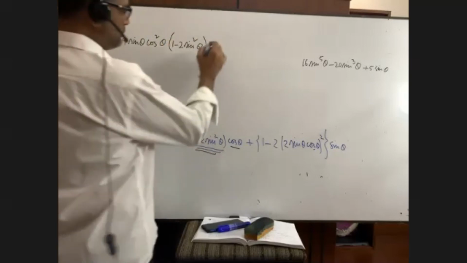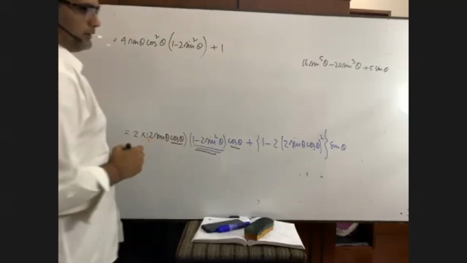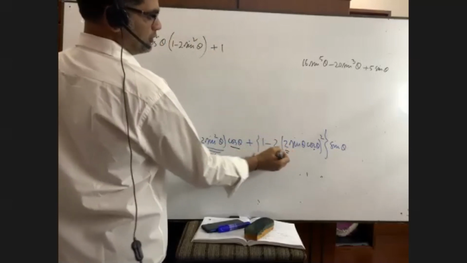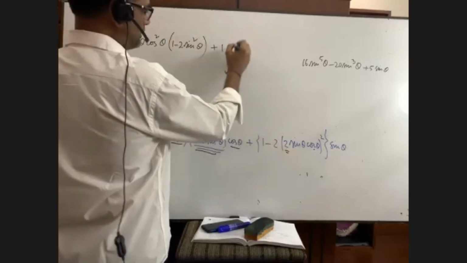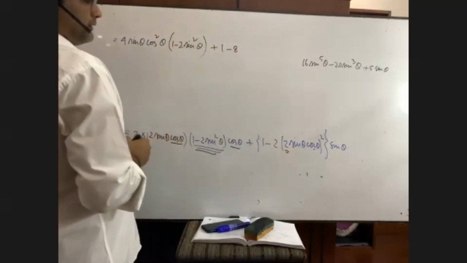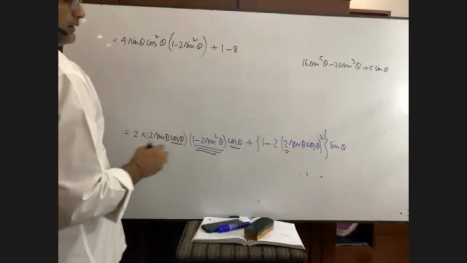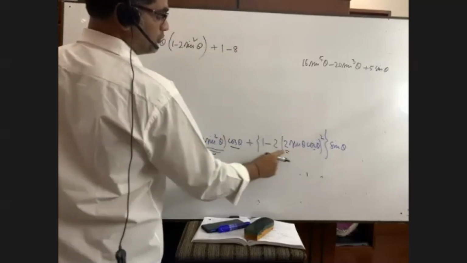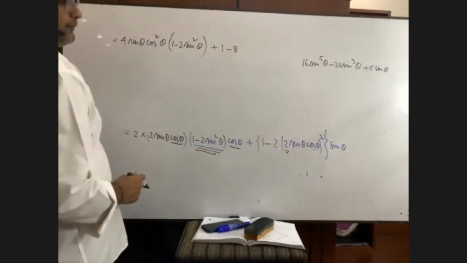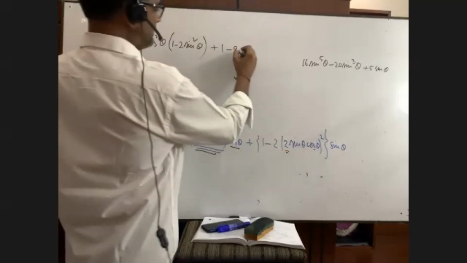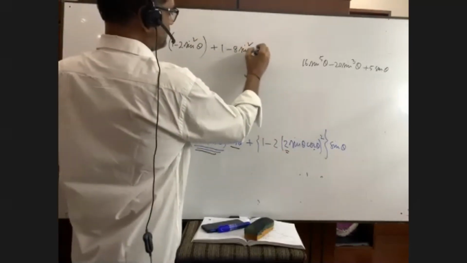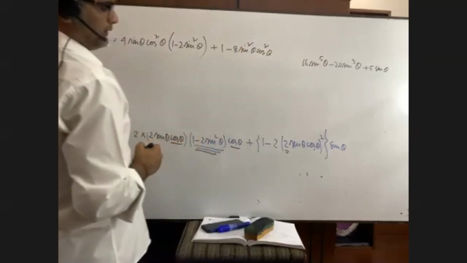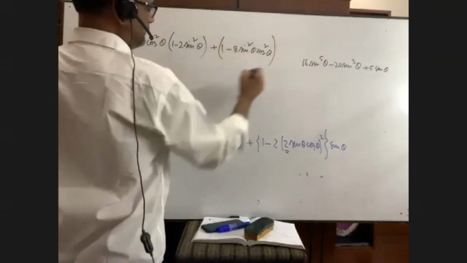Now you see plus 1. This is what? 2 to the 4, 4 to the 8, 1 minus 8. Have you got it? 2 square means 4, 4 to the 8. So 8 sin square theta, cos square theta, into sin theta.